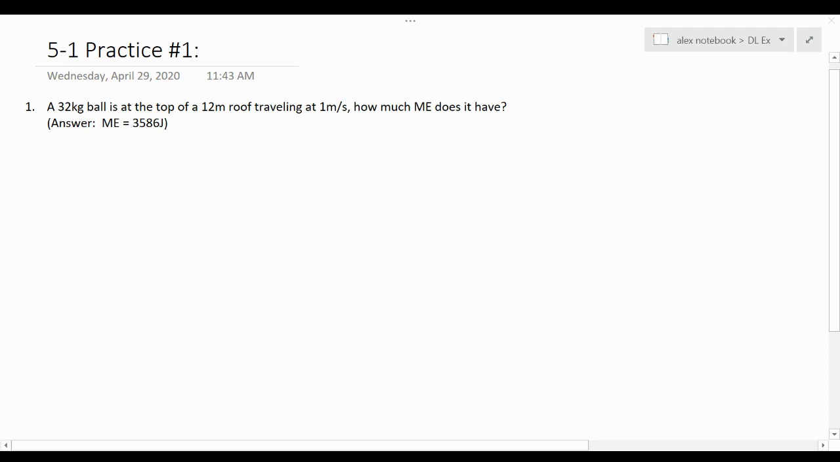Hi, everyone. I've had a few questions about some of these example problems, so I wanted to take a moment and go over the first one with everyone to just see how this all goes together.